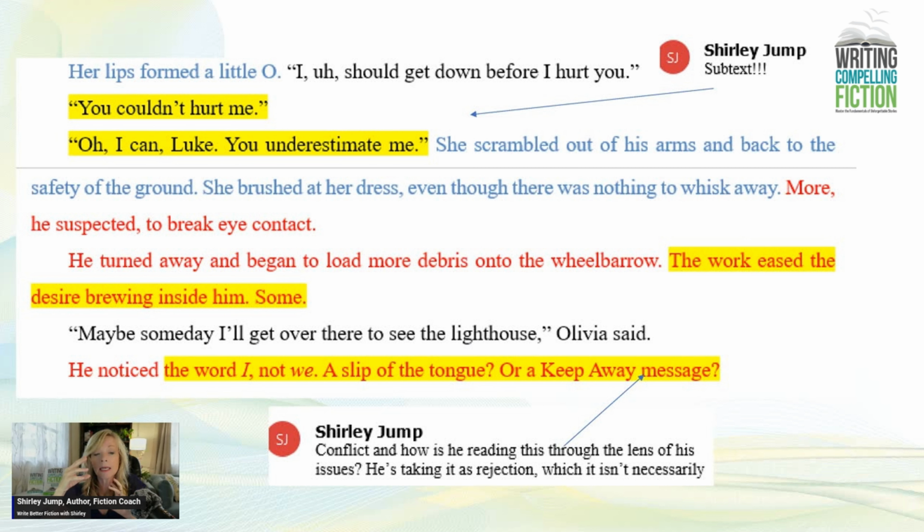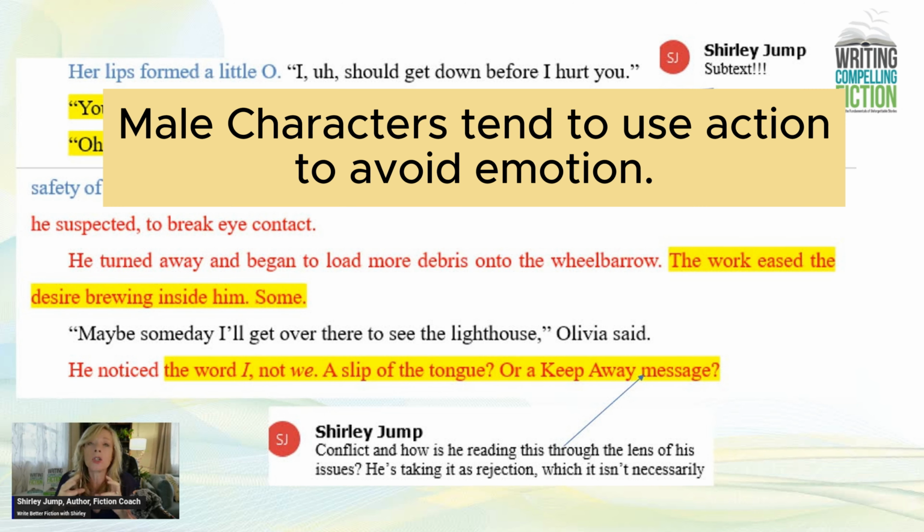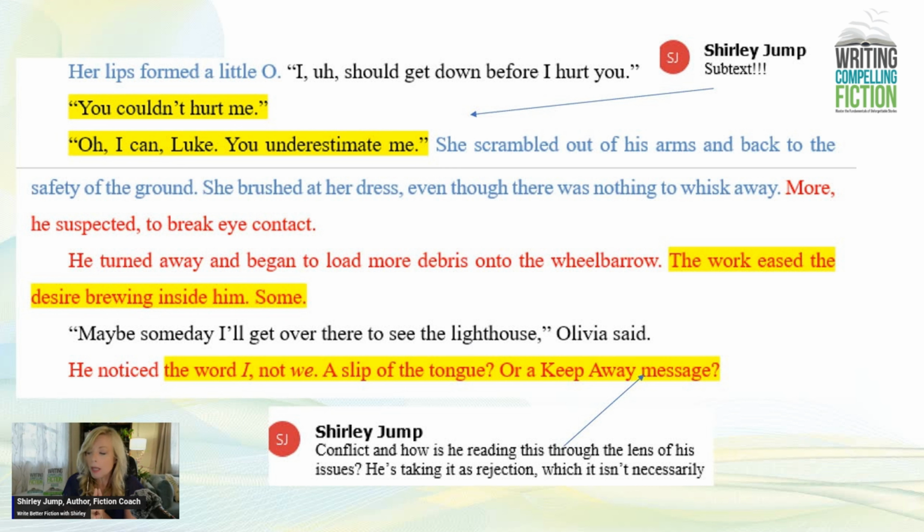He turns away and he gets busy. Because what does a man do when things are going wrong or things get emotional? They act. So he starts going back to work. Because again, his goal for the scene was to get the yard work done. And he's still got a little bit left to do. And he's using the work to kind of escape what's going on. She says, maybe someday I'll go over to see the lighthouse. And he realizes that she said, I, not we.